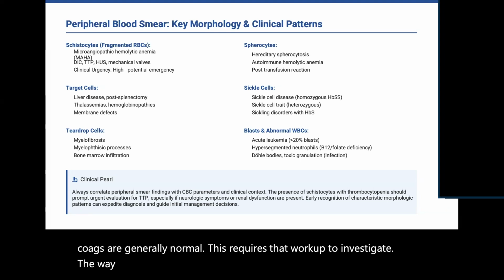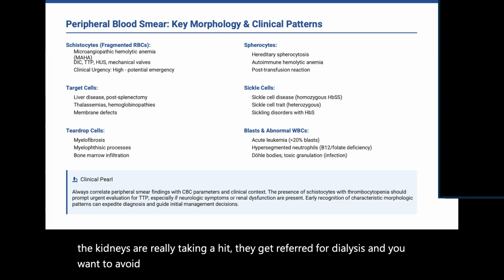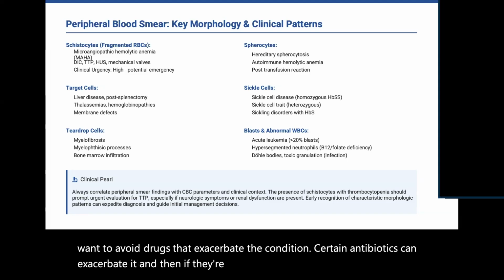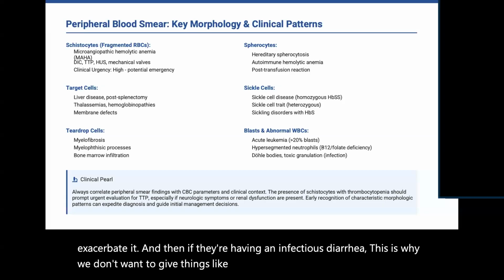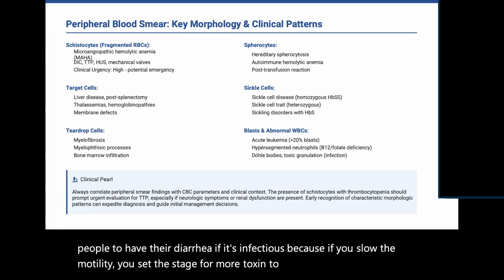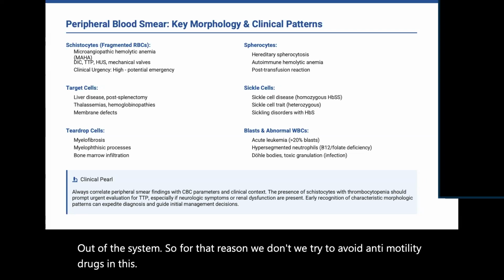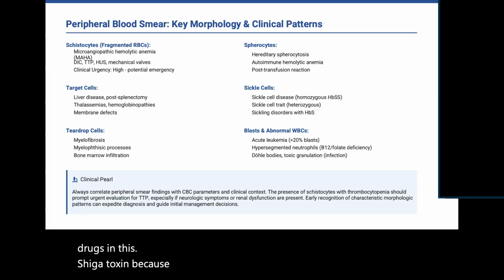The way this is treated, just in general, is supportive care and hydration. If the kidneys are really taking a hit, they get referred for dialysis, and you want to avoid drugs that exacerbate the condition. Certain antibiotics can exacerbate it. And if they're having an infectious diarrhea, this is why we don't want to give things like Imodium right away. We want people to have their diarrhea if it's infectious, because if you slow the motility, you set the stage for more toxin to be released, and we're not clearing the bug out of the system. So for that reason, we try to avoid anti-motility drugs in this Shiga toxin case because of this hemolytic uremic syndrome.